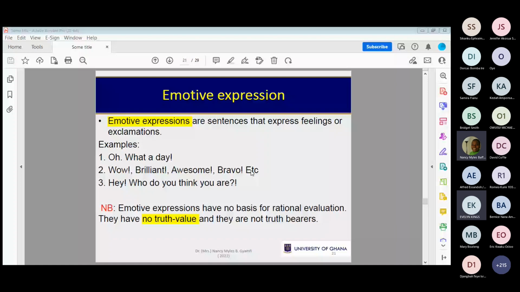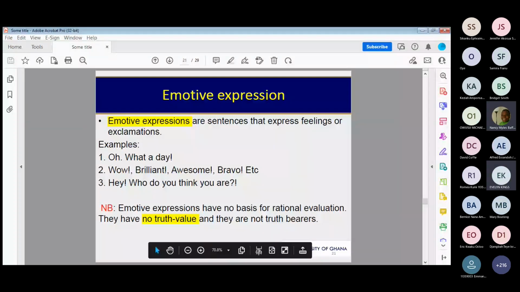I'm on slide number. Let me show you. Everybody be patient. We are not the same. So let's be patient for each other. I'm on slide number 21. If you pick the slides at your resource, it is slide 21 to 29. Okay. All right.